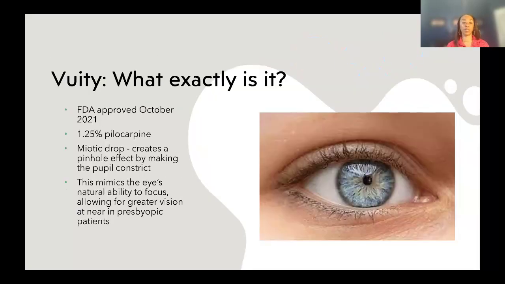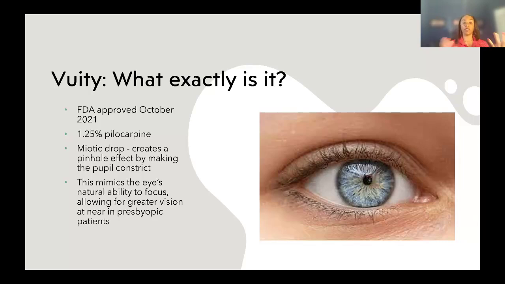So what exactly is it? We all know about this drop. It was FDA approved in October of 2021. It is 1.25% pilocarpine. So pilocarpine mimics acetylcholine. It's a neurotransmitter that activates the muscarinic receptors on the ciliary muscle of the eye. So it is essentially a miotic. It will cause the iris sphincter to constrict. So that's how we're getting some miosis. And the ciliary muscle contracts, which allows the patient to activate a little bit more accommodation. So it creates a pinhole effect by making the pupil smaller, giving the patient some sort of extended depth of focus. So that is essentially how pilocarpine works.